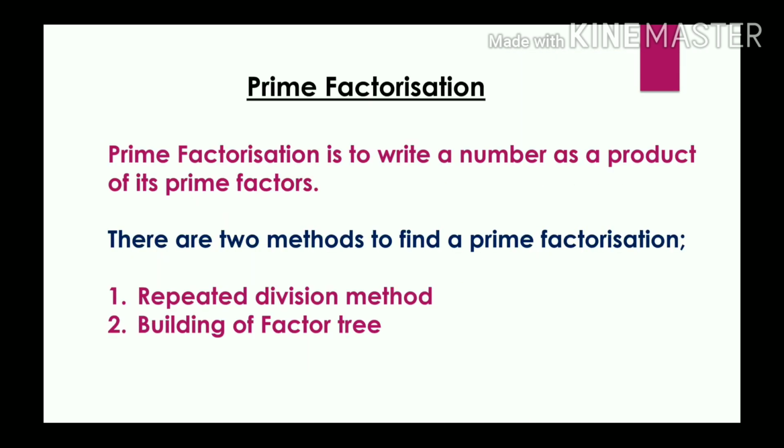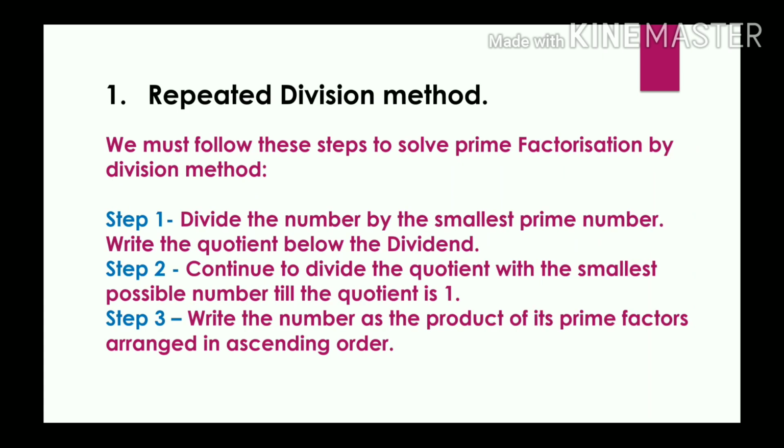Prime factorization. You can see from the name of the topic, prime factorization means factorizing the number by prime numbers. Prime factorization is to write a number as a product of its prime factors. There are two methods to find a prime factorization: first, the repeated division method, and second, the building a factor tree method.